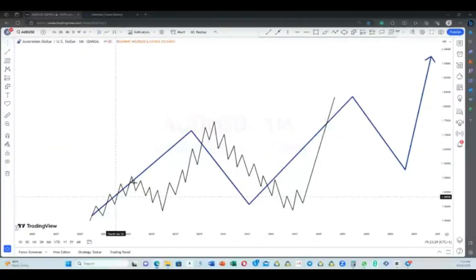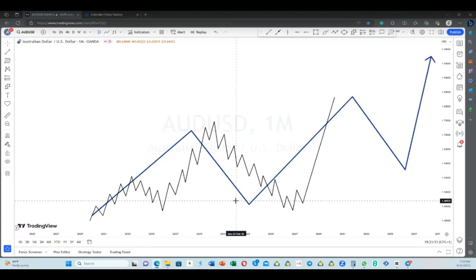Look at it here. The blue one is the swing structure. The black one is the internal structure. The blue one is your higher time frame, and the black one is your lower time frame. Your higher time frame, which is maybe daily or weekly or monthly. But the smaller one is your lower time frame.